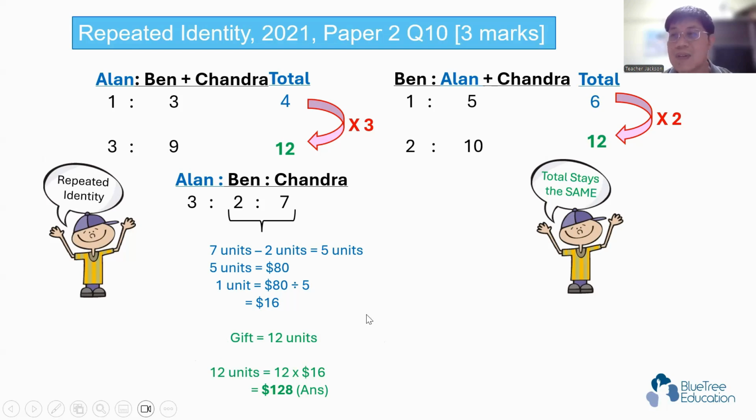So this is the number statement. I have one here, which is the word statement. So the cost of the present is $128. I hope you understand these 2 questions. It seems easy, but if you don't know the strategy behind it, you don't know how to use it, then you have a problem.